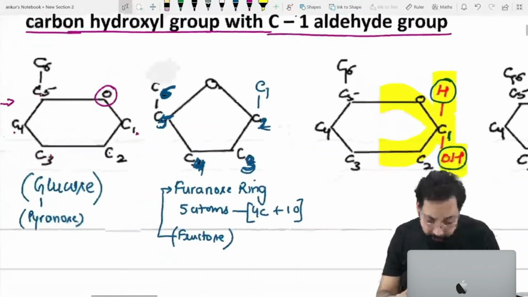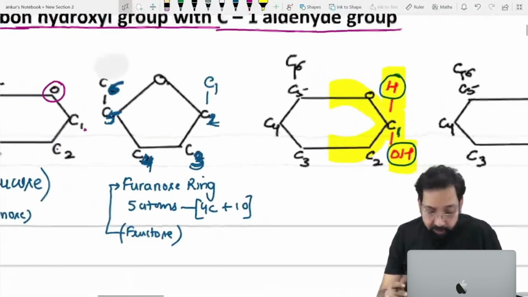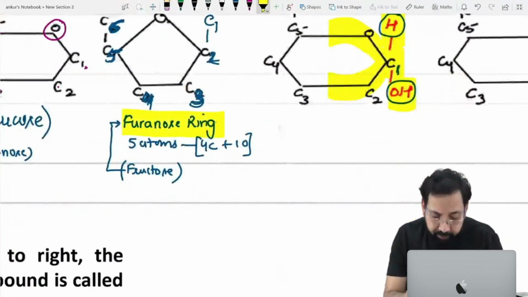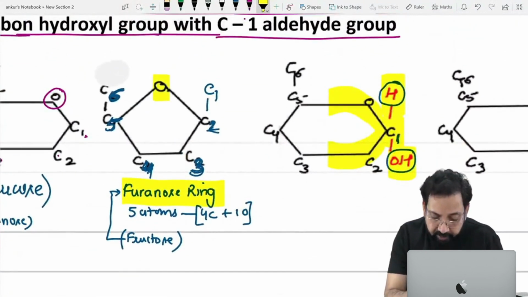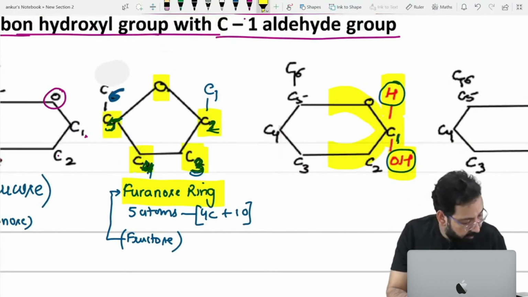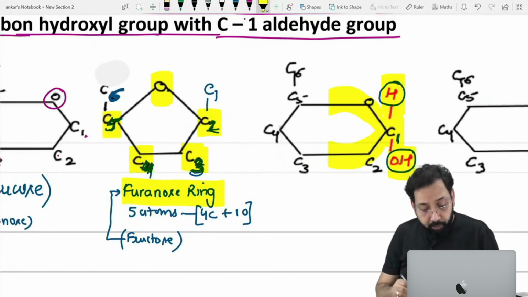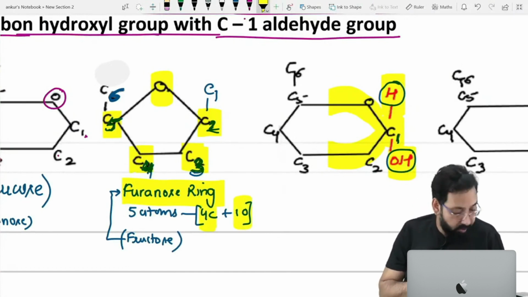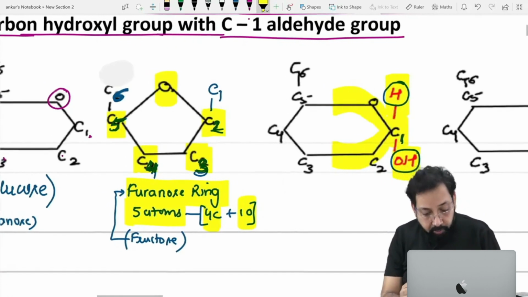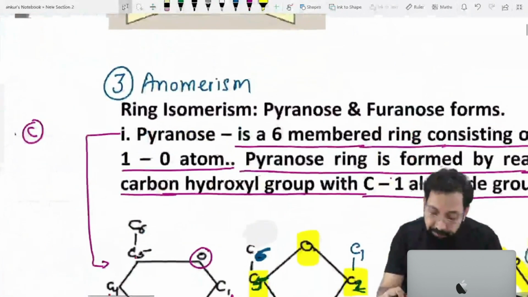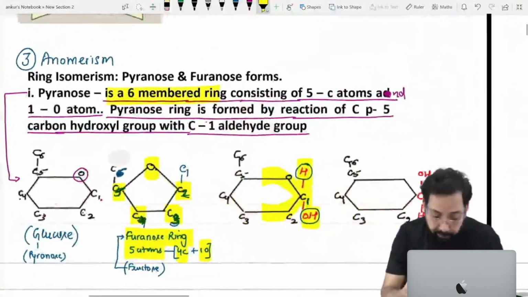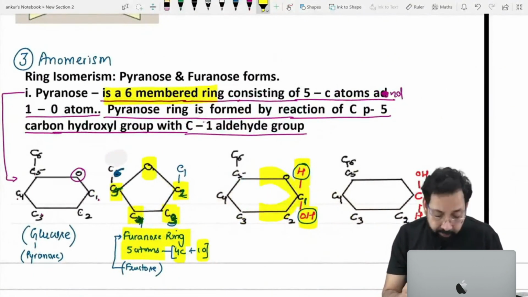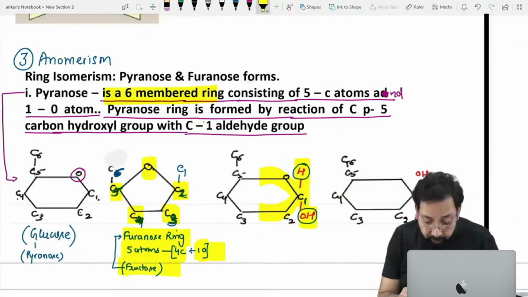Let me repeat it. Furanose ring. In the furanose ring, there are 5 atoms: C2, C3, C4, C5, and this is oxygen. So 4 carbon and 1 atom of oxygen. Just like we said, the pyranose ring is a 6-membered ring, but the furanose ring is a 5-membered ring, having 4 carbon and 1 oxygen. So the furanose ring is present in fructose, having 5 atoms.